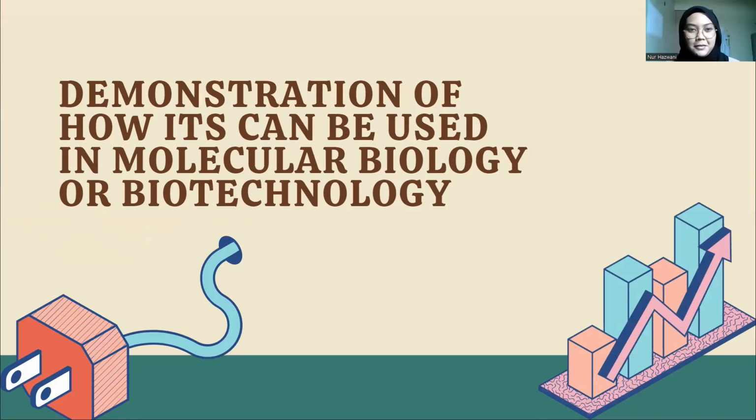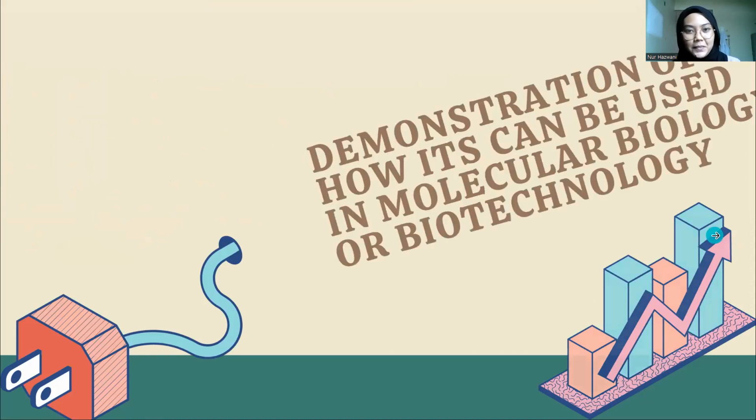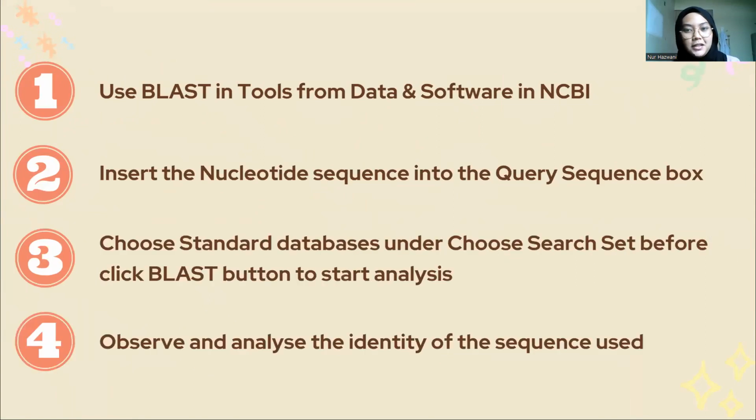Now I will explain the demonstration of how BLAST can be used in molecular biology or biotechnology. There are 4 steps. The first one is to use BLAST in tools from the data and software in NCBI. Second, insert the nucleotide sequence into the query sequence box. The third one is to choose the standard databases under the choose search set before clicking the BLAST button to start the analysis. And the last one is to observe and analyze the identity of the sequence.